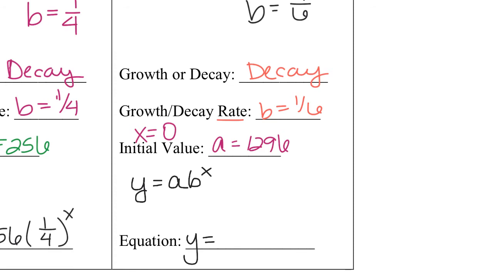Now that we have both our pieces, we need to substitute them into our general layout. So we have y equals A, 1,296, times 1/6 to the x. Here's our A, here's our B.